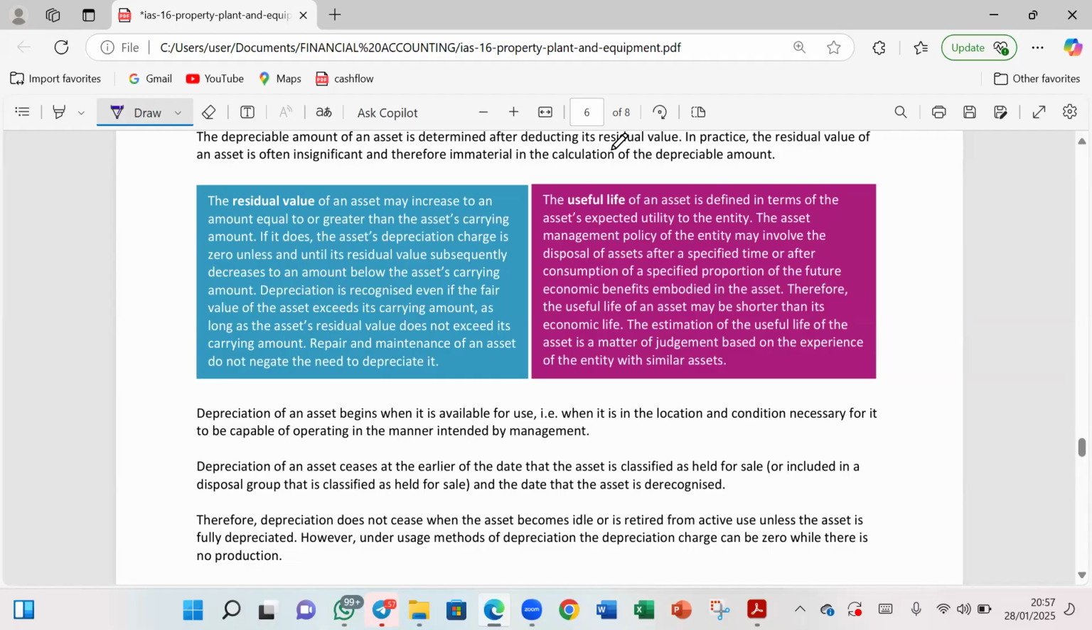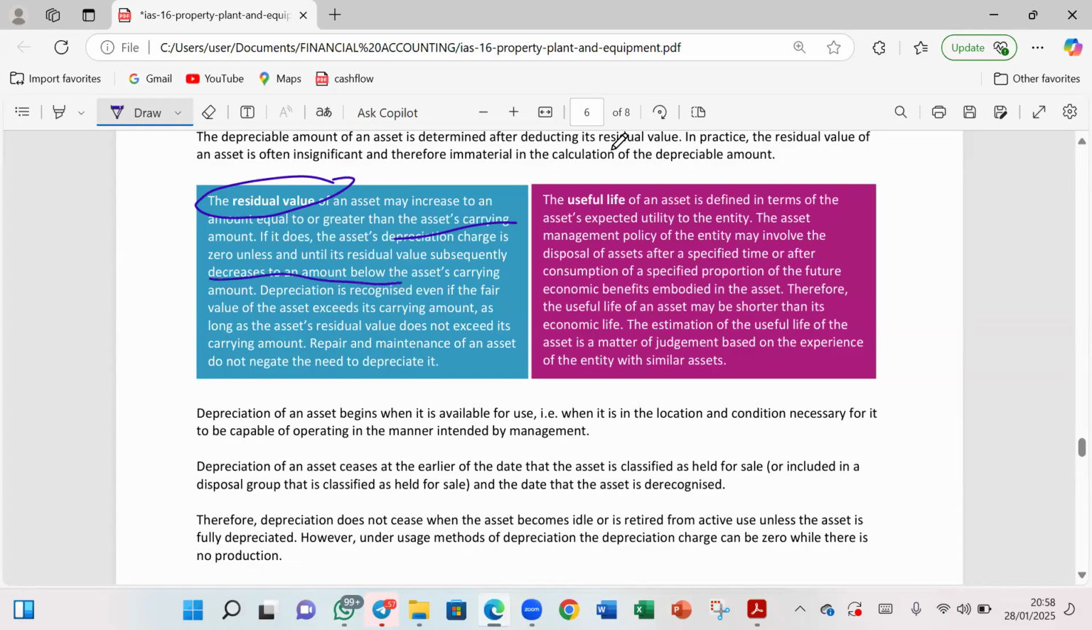Now let us see this is the residual value. Remember, the residual value is the value at which an asset can be sold. For example, umenunua asset 20 years ago at 20,000. You are selling it today at 5,000. That 5,000 today is what we call the residual value. The residual value of an asset may increase to an amount equal to or greater than the asset's carrying amount. If it does, the asset depreciation charge is 0 unless and until its residual value subsequently decreases to below its carrying amount.